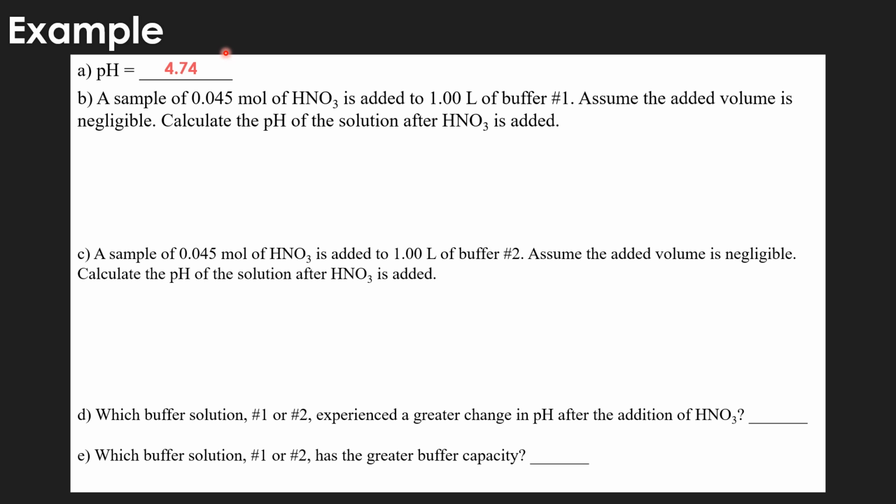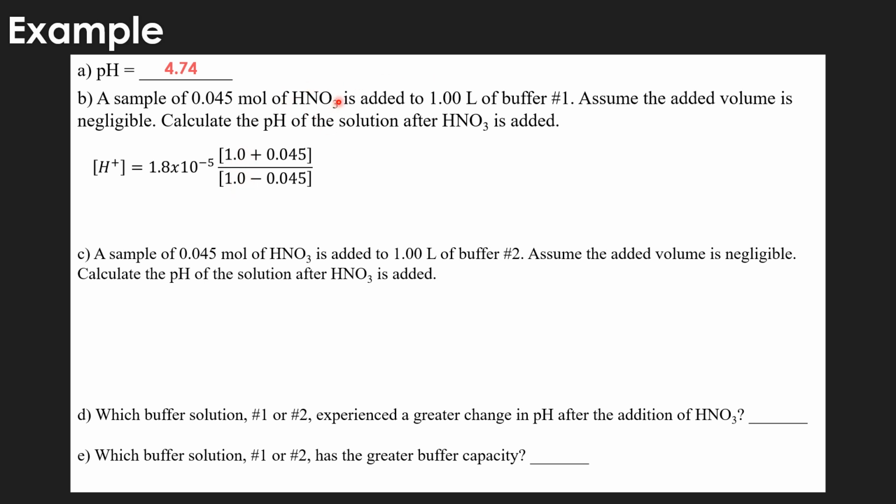So a sample of 0.045 moles of strong acid, HNO3, is added to our 1 liter of buffer number 1. Assume the added volume is negligible, so we're going to ignore the fact that we've added a little bit of volume. Calculate the pH of the solution after HNO3 is added. So we're going to use our same equation, the Ka times our acid over our base. Now, for buffer number 1, we had 1 molar of each of them, the acid and the conjugate base. So we're going to start with 1 molar of each.